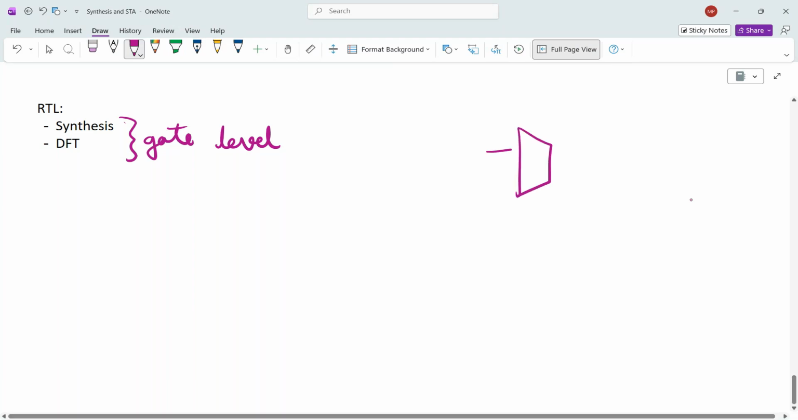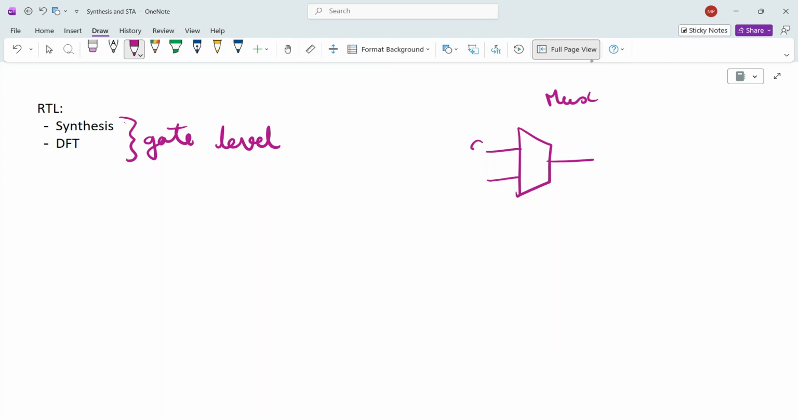For example, there's a mux. RTL is having a module called mux. A and B are the inputs, and there is one select line S, and this is the output. Correct. So inside that module, how the mux behaves, the functionality of the mux, is actually programmed.